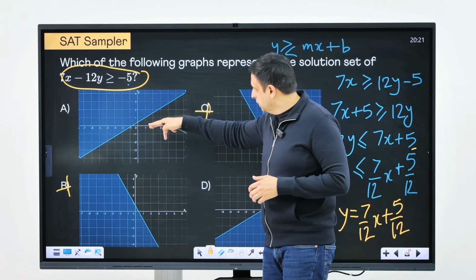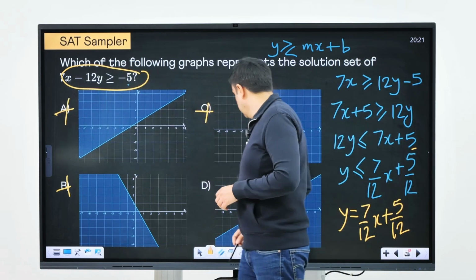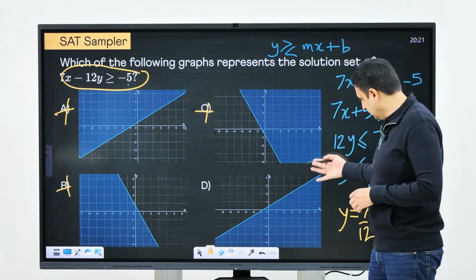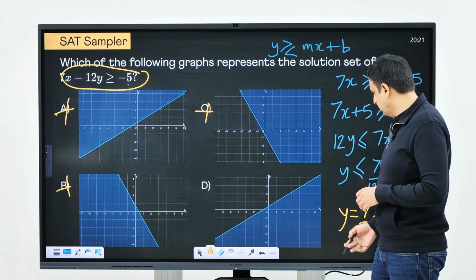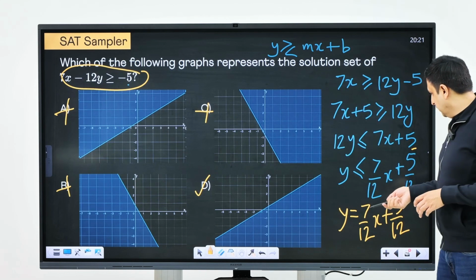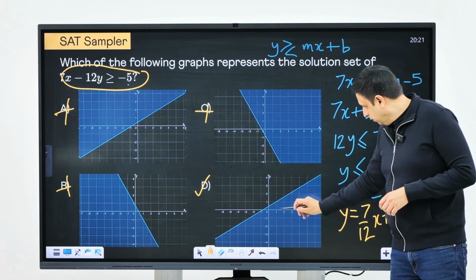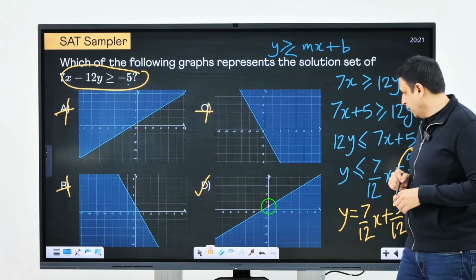So in this option, you have this boundary line and the half plane is above it. So you can also eliminate this. And here you can see that the shaded half plane is below the boundary line. So this seems to be the correct option. And in fact, you can verify that the y-intercept of the boundary line should be 5 by 12, which seems to be the case over here.